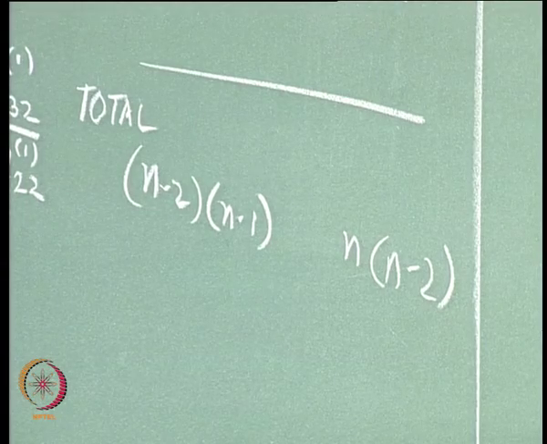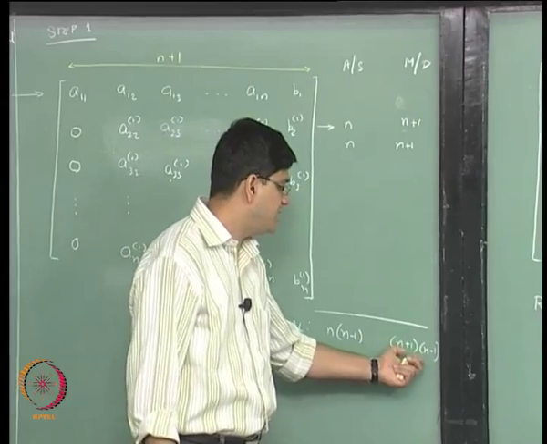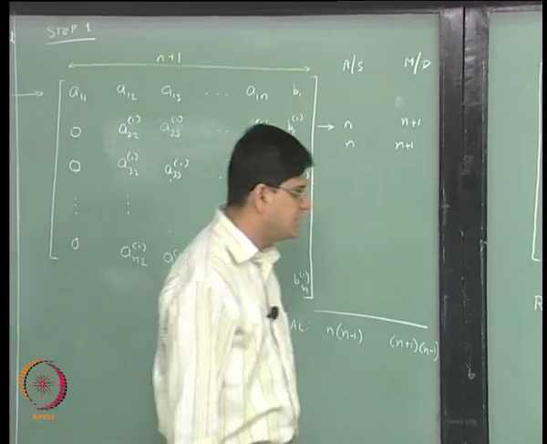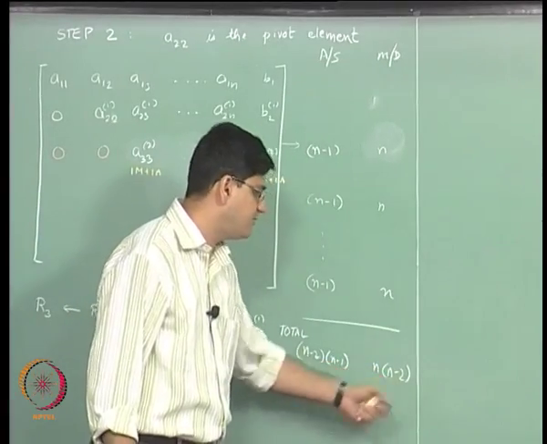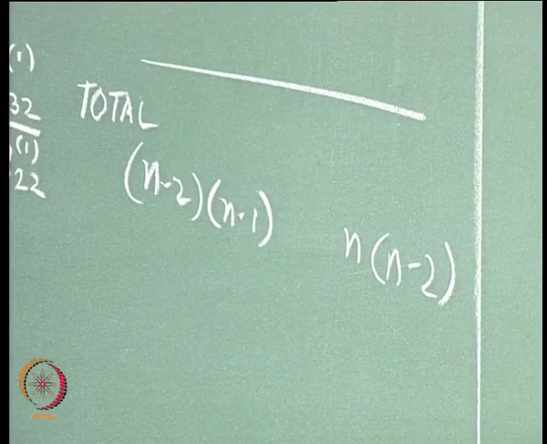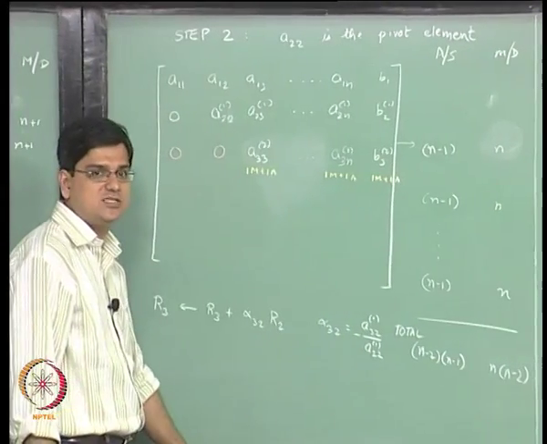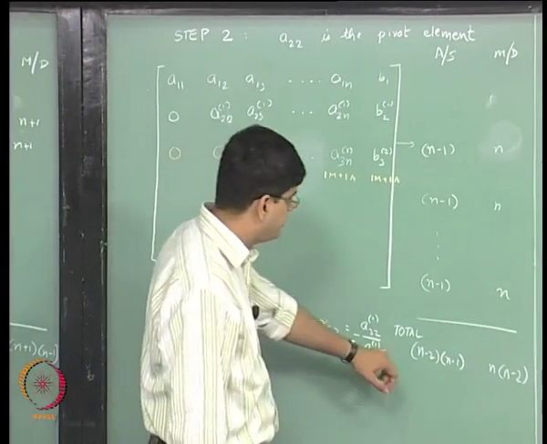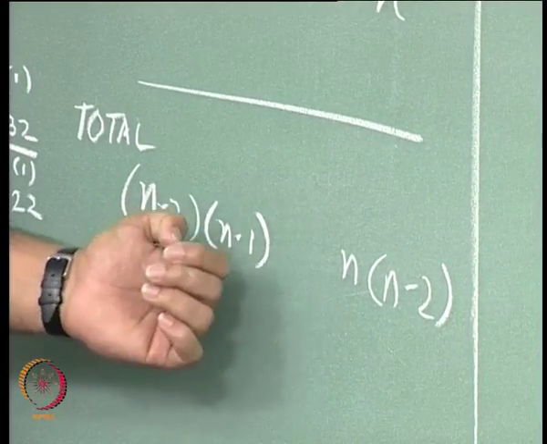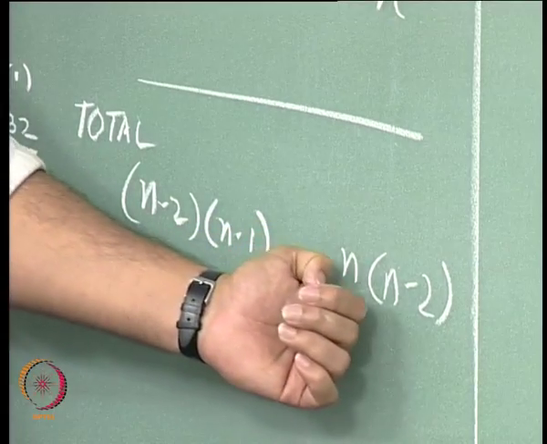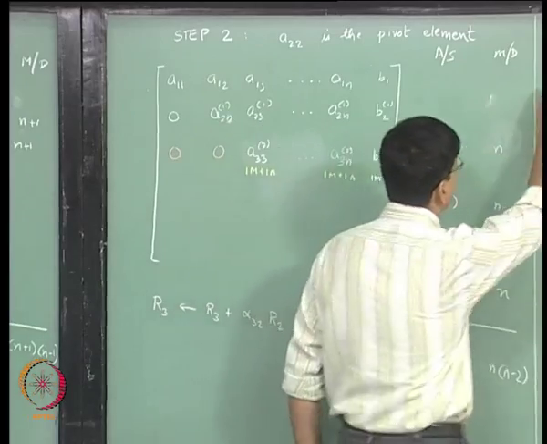Okay. So in this case the total number of operations were n multiplied by n minus 1 and n plus 1 multiplied by n minus 1. In this particular example we have n minus 2 multiplied by n minus 1 and n multiplied by n minus 2 operations. Okay. And we will continue this so on and so forth for n minus 1 steps total, and in the next step we will have n minus 3 multiplied by n minus 2 operations of addition subtraction and n minus 1 multiplied by n minus 2 of multiplication divisions. So on and so forth.